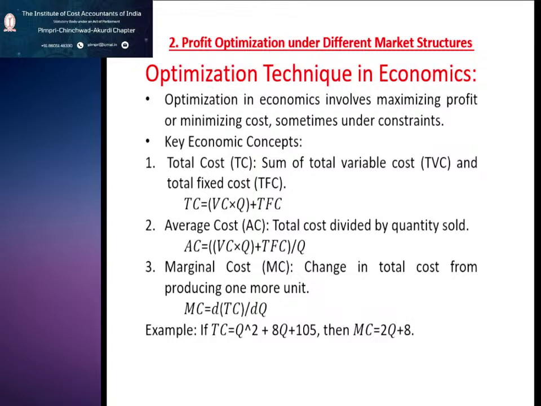The third key economic concept is marginal cost, which is the change in total cost from producing one more unit. The formula is MC, marginal cost, equal to the derivative of total cost divided by the derivative of quantity. For example, if total cost is equal to Q² + 8Q + 105, then the marginal cost is equal to 2Q + 8.